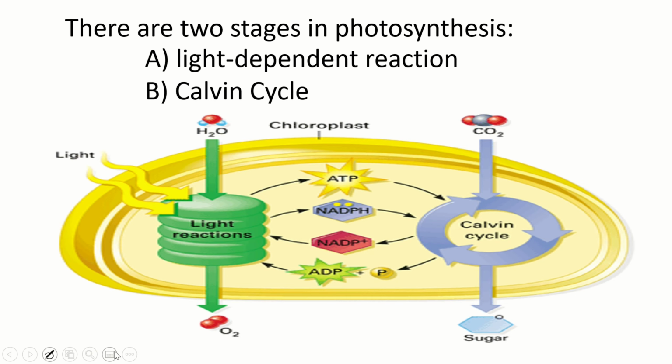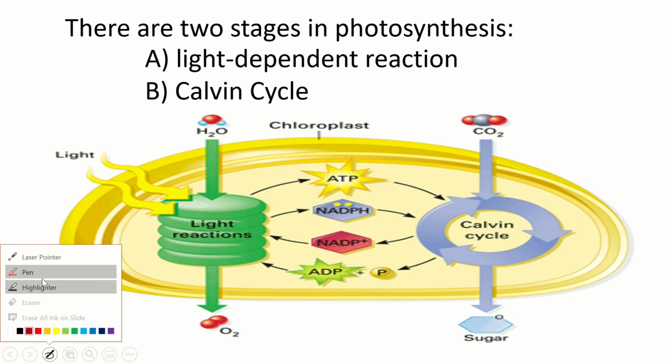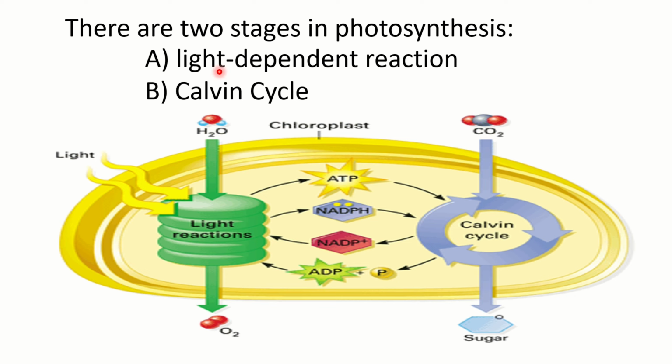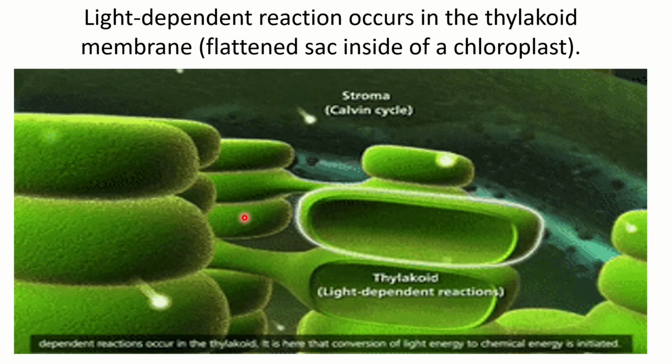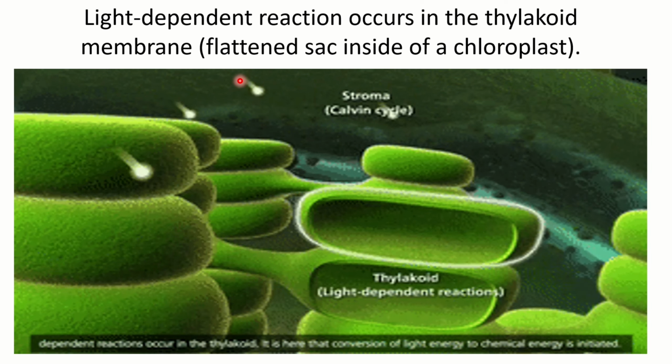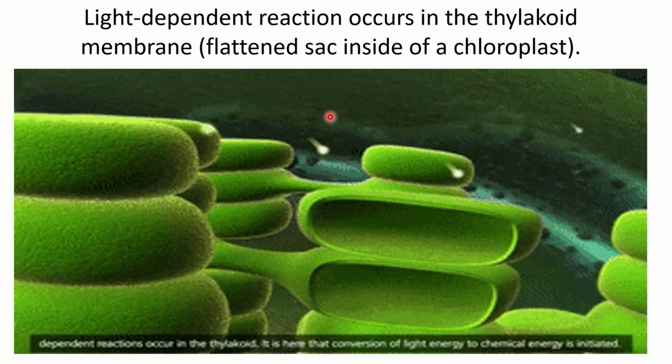There are two stages in photosynthesis. We have here the light dependent reaction and the Calvin cycle. Today we will discuss the light dependent reaction. Then we will create another video for the Calvin cycle. Okay, so let's focus on the light dependent reaction, which is the first stage of photosynthesis. Light dependent reaction occurs in the thylakoid membrane.